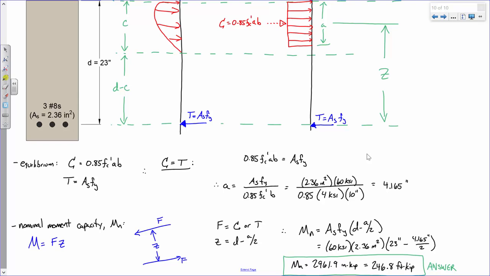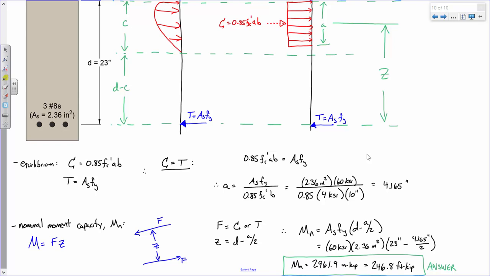So then we look at our moment capacity, and it is about as simple as it can get. We've got a force couple: a force that way, a force that way, and a moment arm between them. So what's the moment? The force times that moment arm. The force could be compression or tension. It doesn't matter which one you use because they're both equal. If I'm lazy, that has four terms, that has two terms, just use the one with two terms.